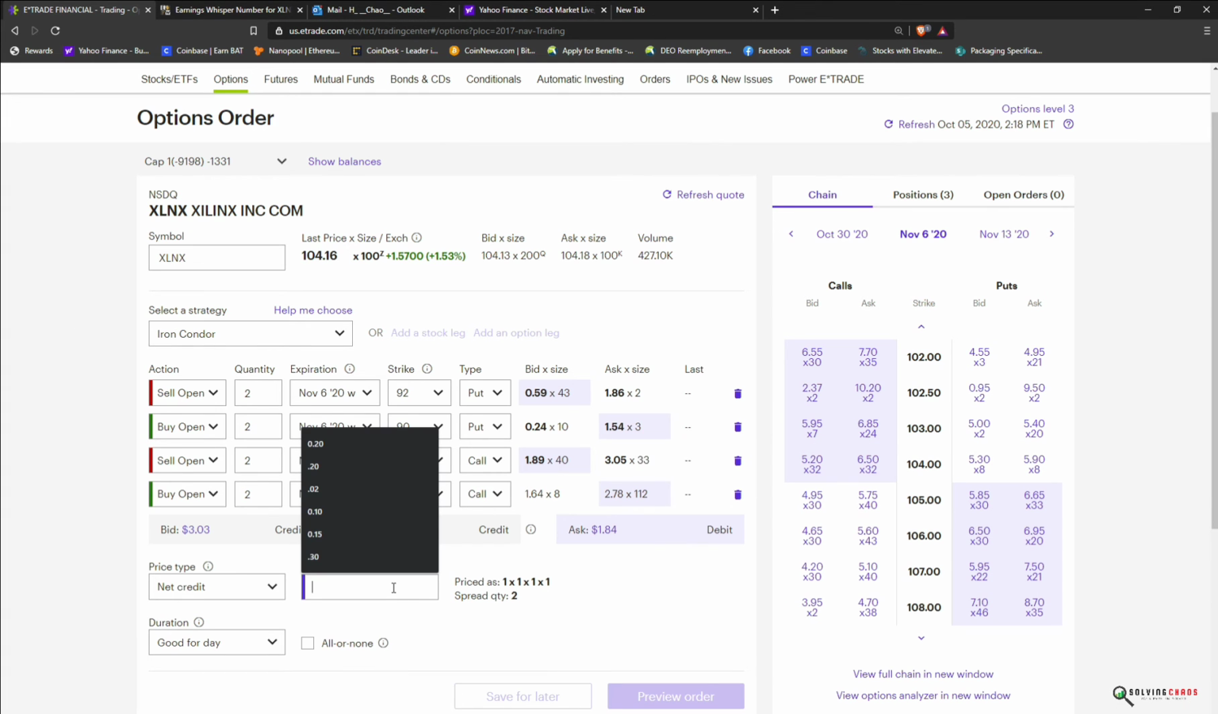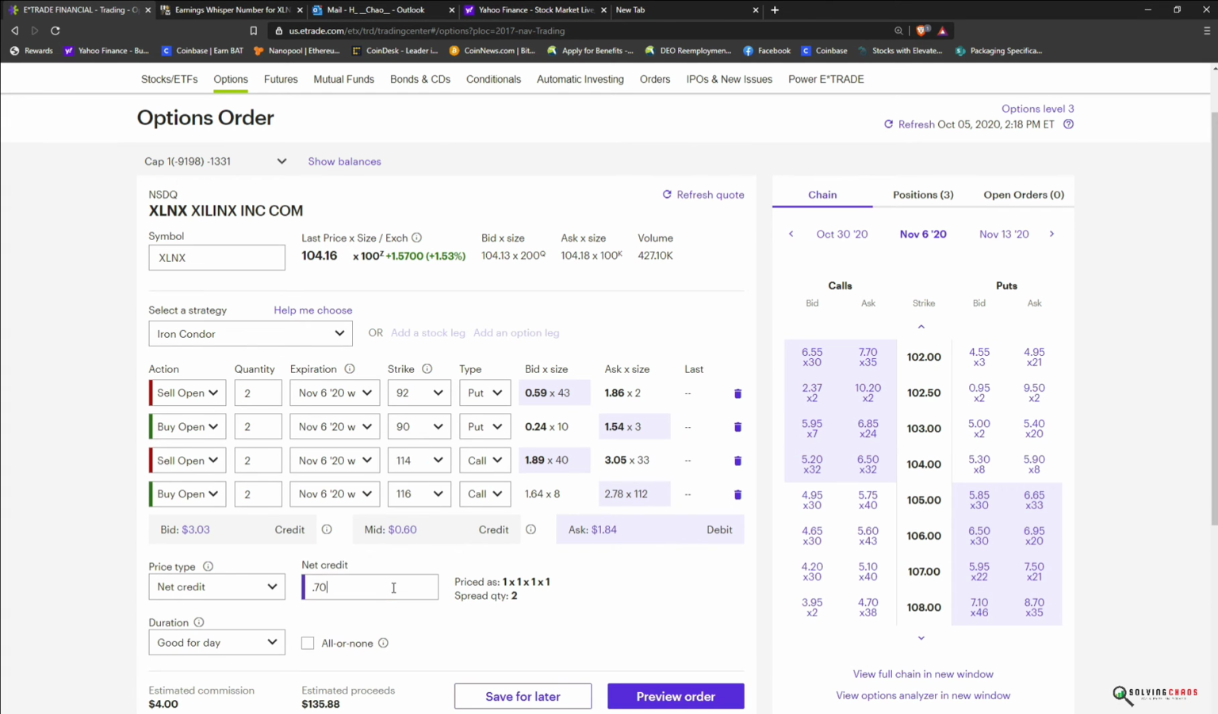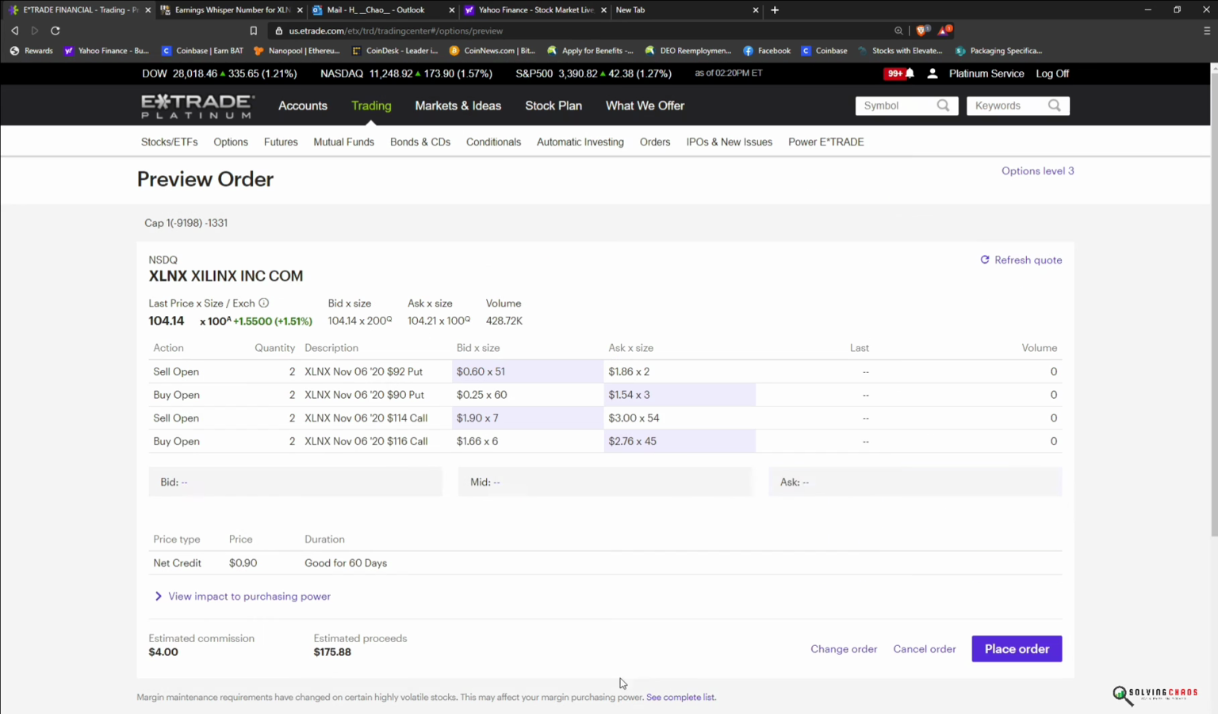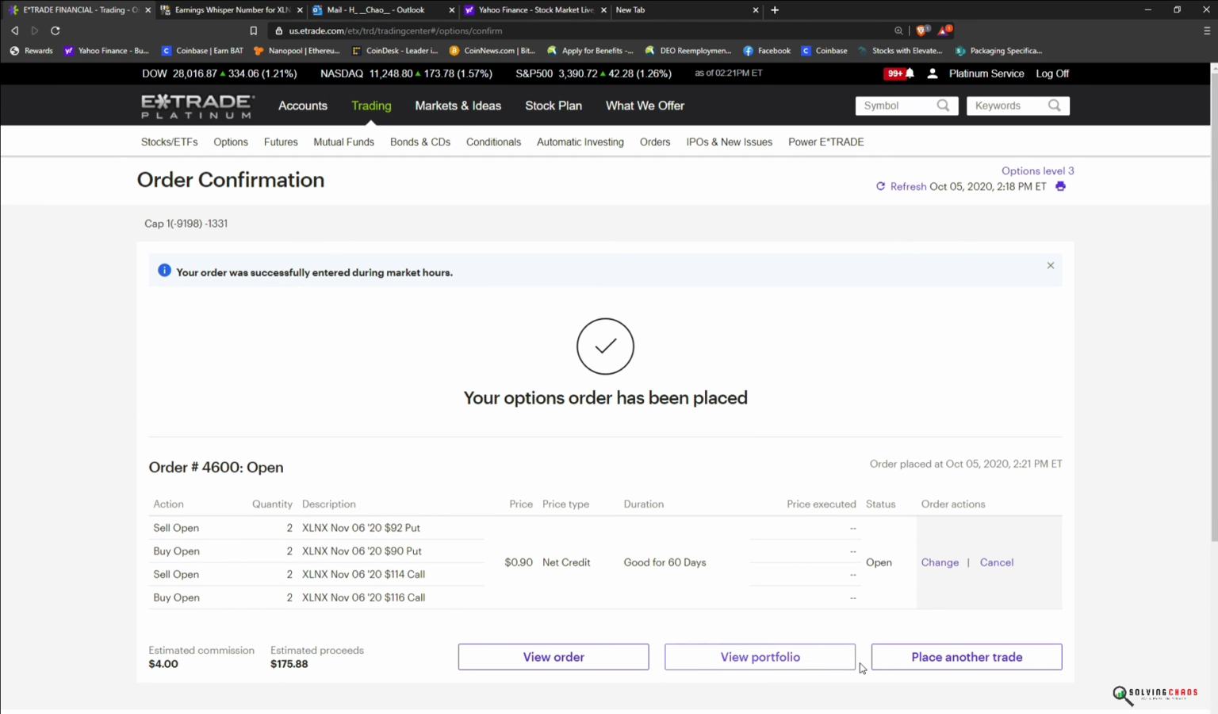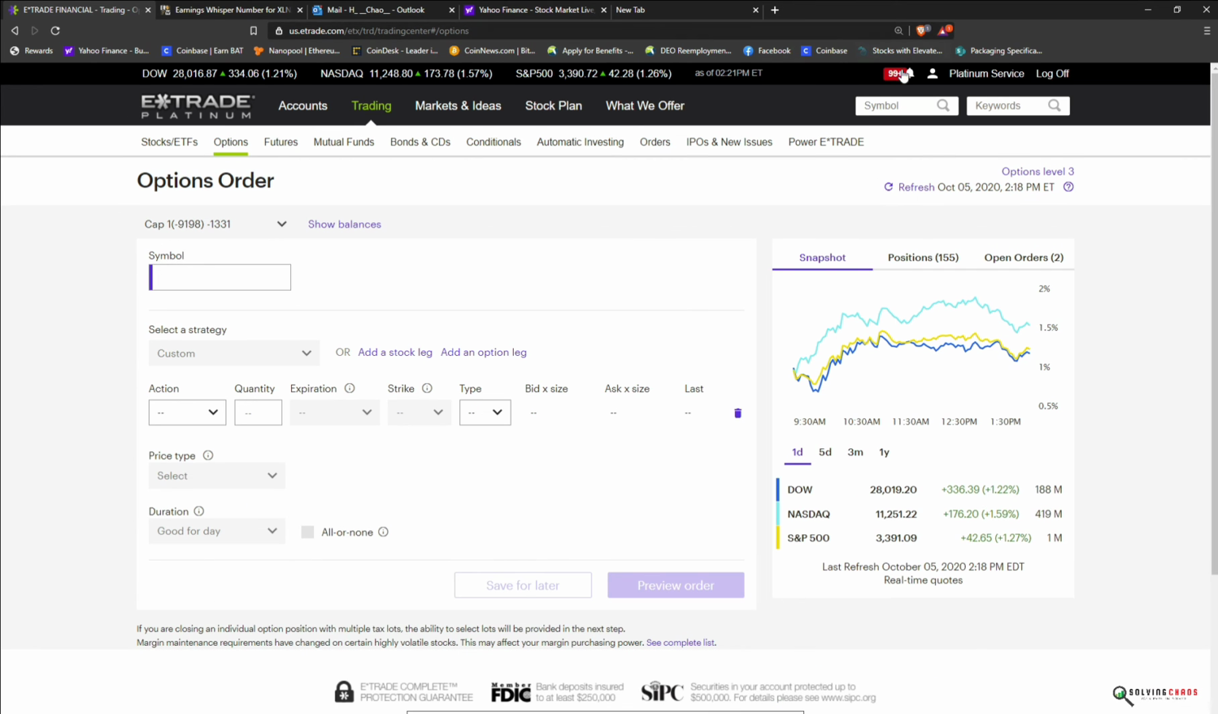So let's see what this will look like, and we're going to put this in for 70 cents right now. Actually, in case there's something weird with the ask bid, I'm going to do this. You can see that the proceeds are listed here. We'll do a preview, and you can see that the buying power impact is right. And now I'm going to place the trade, and let's see what happens.